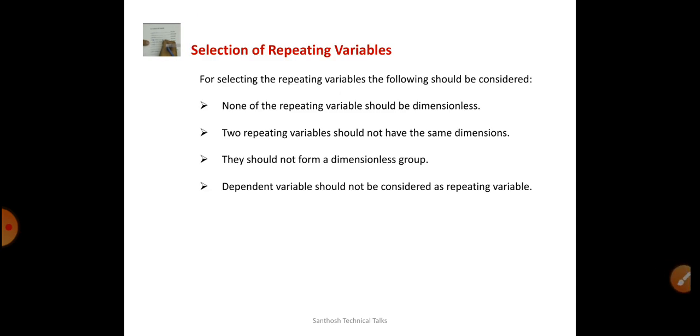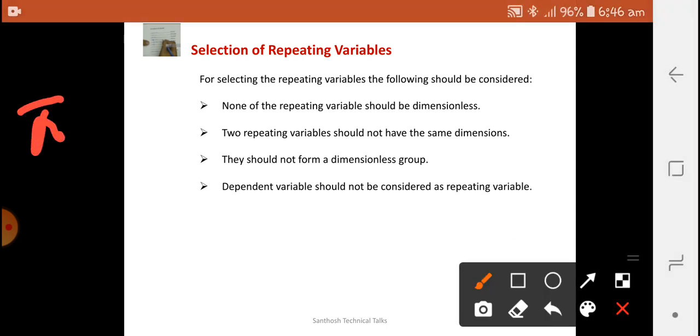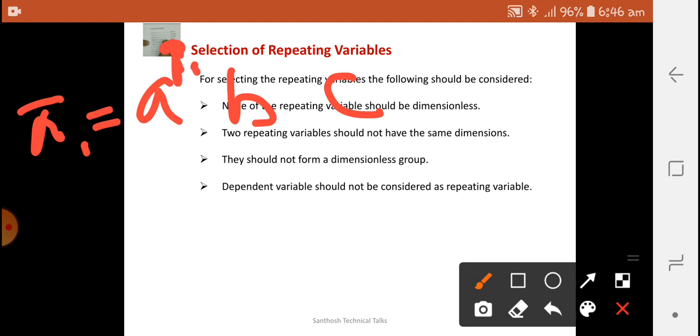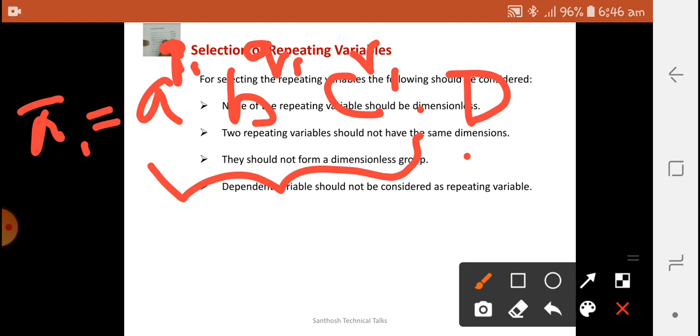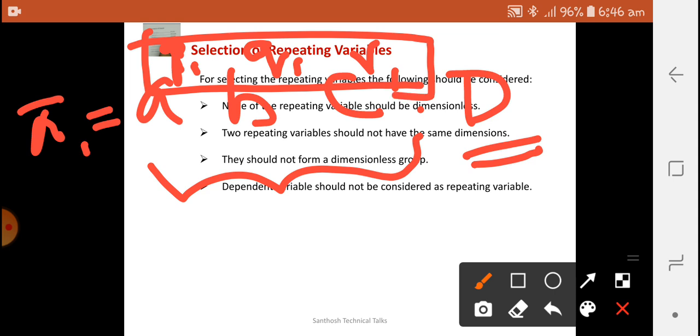Next is an important thing in the Buckingham Pi theorem, selection of repeating variables. Here the repeating variables play a vital role. Here all the pi terms are written as pi 1 is equal to a power p1, b power q1, c power r1 into d. So this is the repeating variables with their powers, and this is the other, dependent variable.